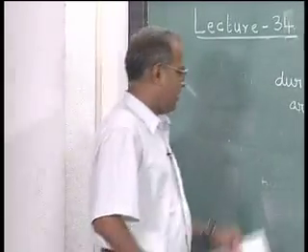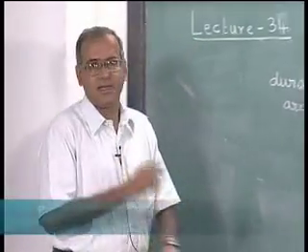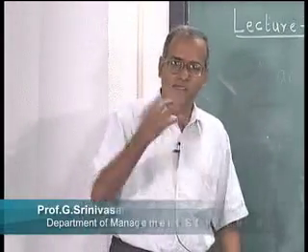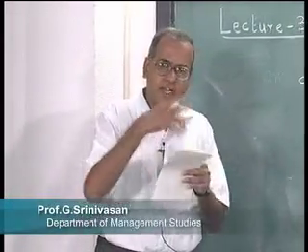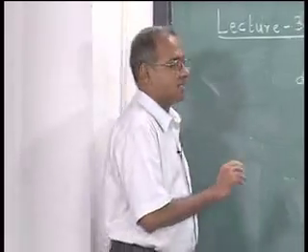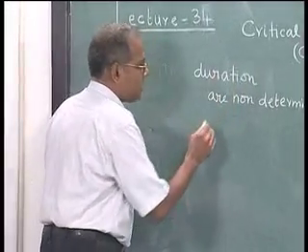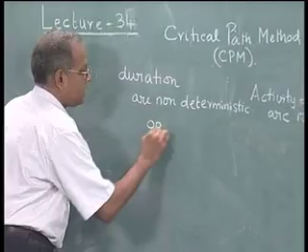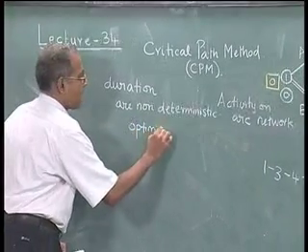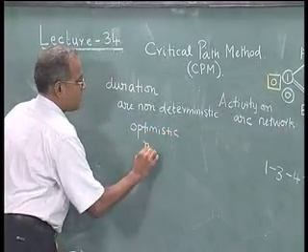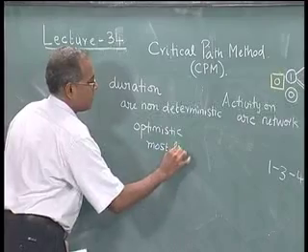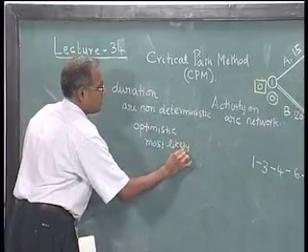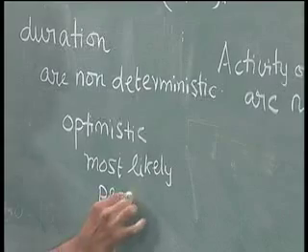Whenever they cannot be estimated accurately, then it is customary to look at distributions, and instead of fitting a distribution, it is also customary to fit 3 estimates of the duration, which are called the optimistic estimate, the most likely estimate, and the pessimistic estimate.